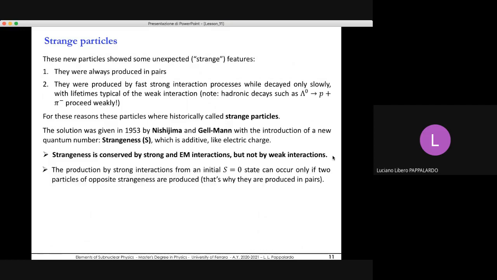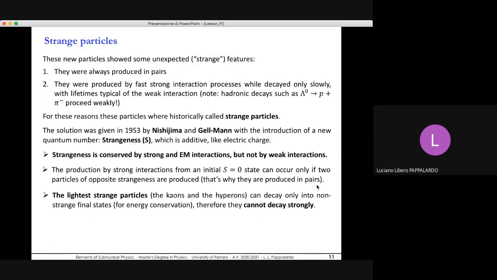The production by strong interaction from an initial strangeness equals 0 state can only occur if two particles of opposite strangeness are produced, because strangeness is conserved in strong reactions. So if you have S equals 0 in the initial state, you must have S equals 0 in the final state. And this is the reason why they are produced in pairs. So this already explains the first problem here.